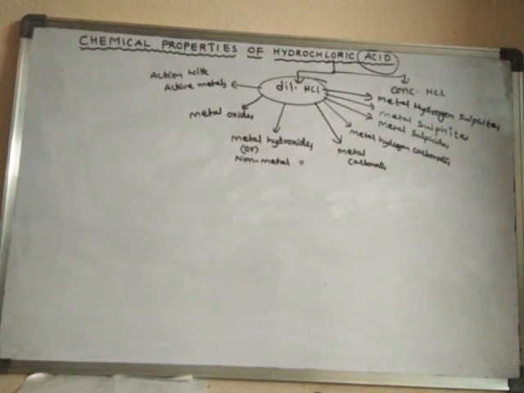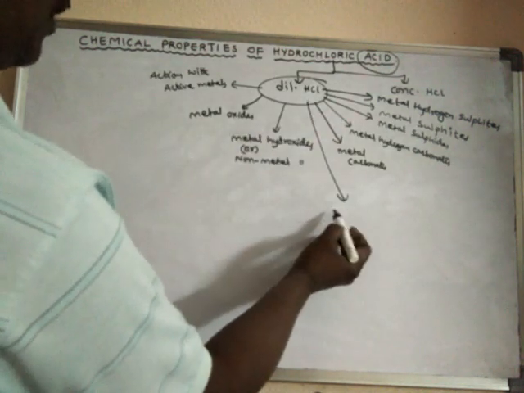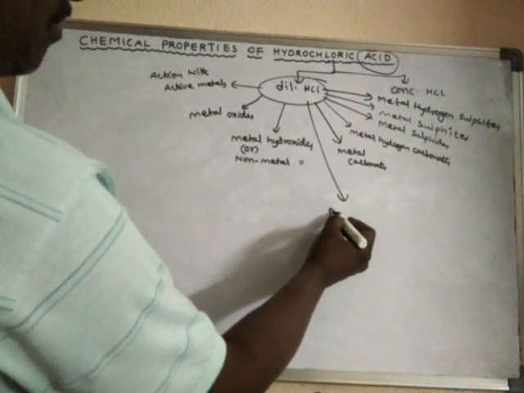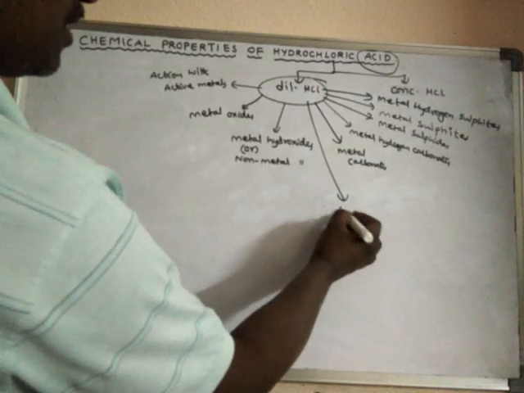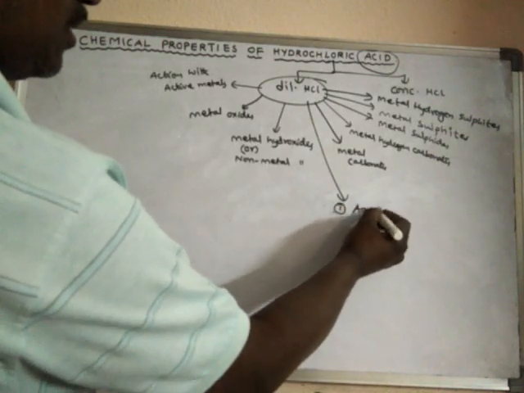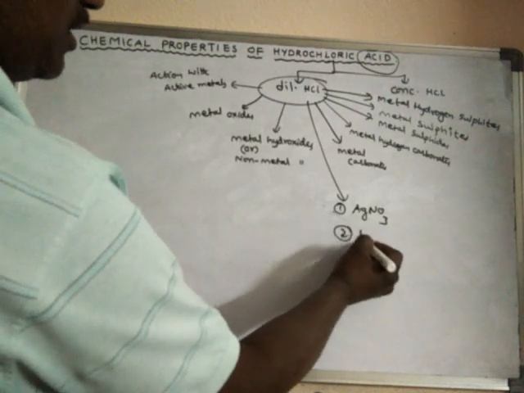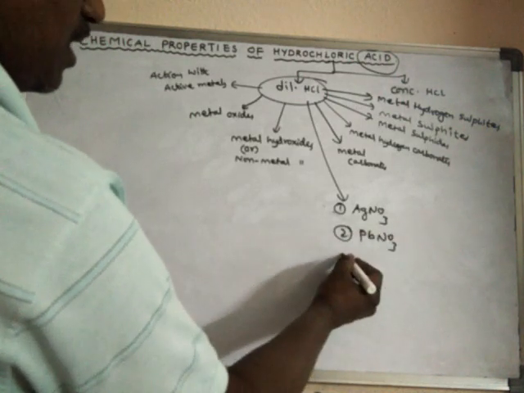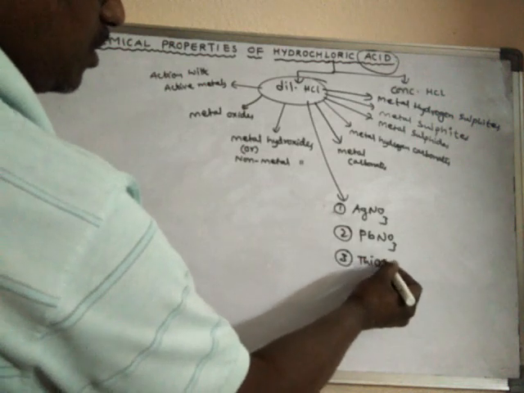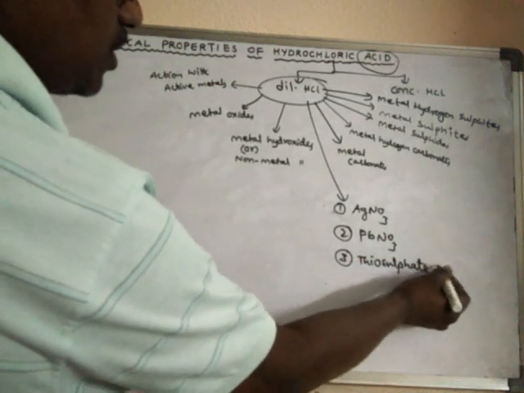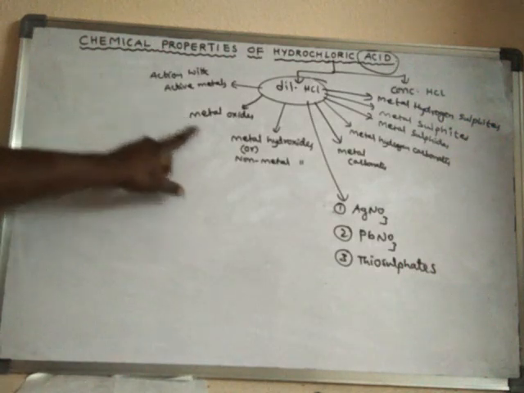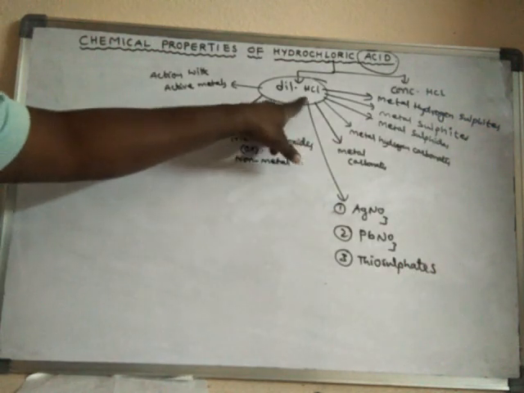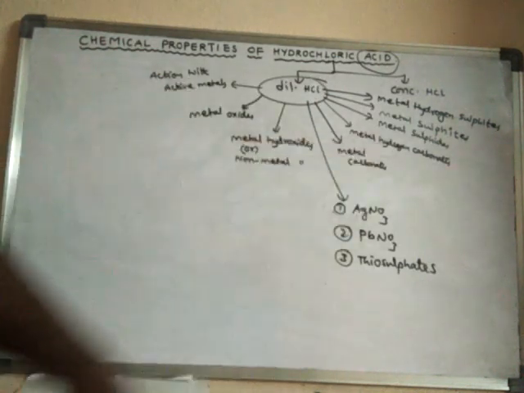action with nitrates, thiosulfate, action with silver nitrate, action with lead nitrate, action with thiosulfate. So all these are the chemical properties shown by dilute HCl. We will learn all these one by one.